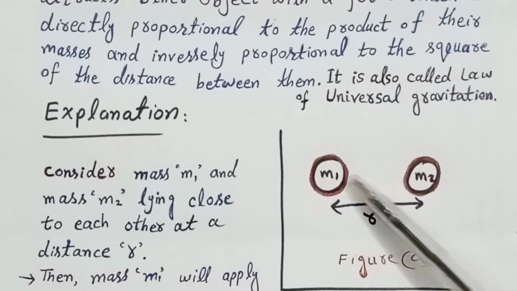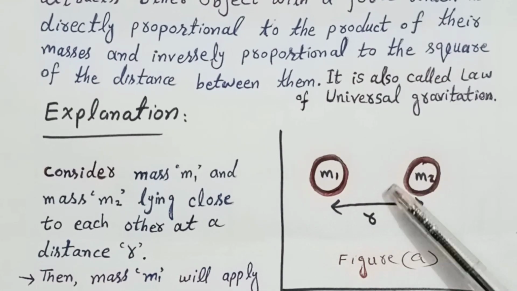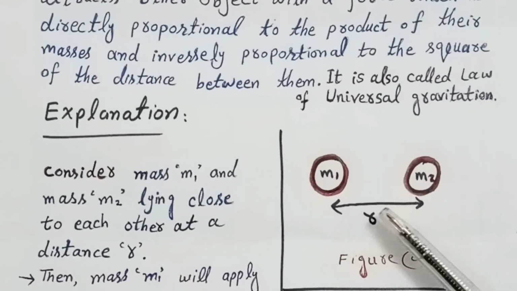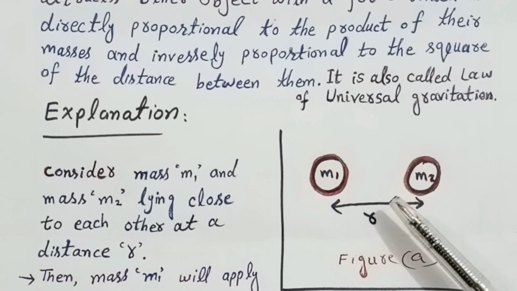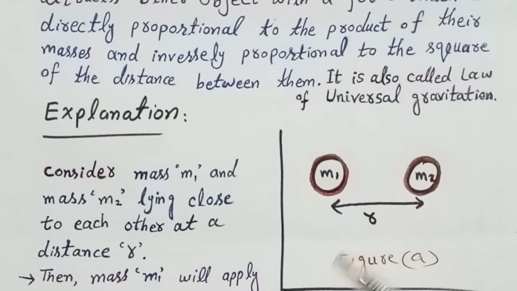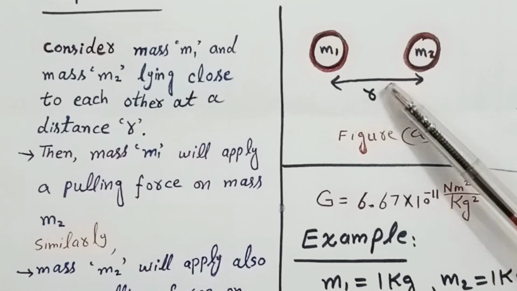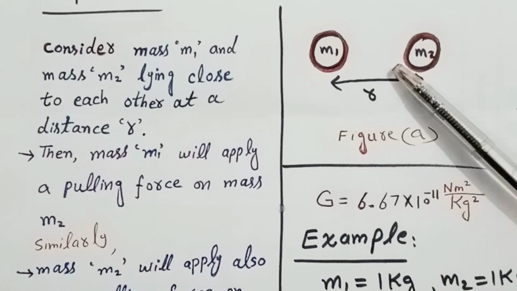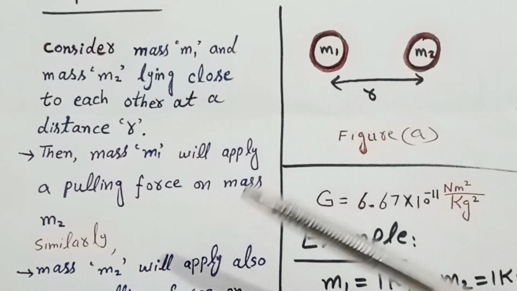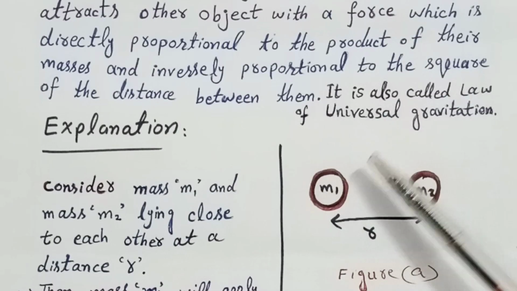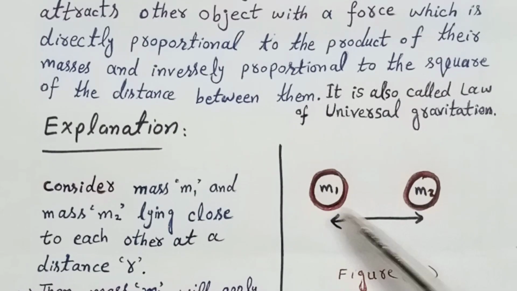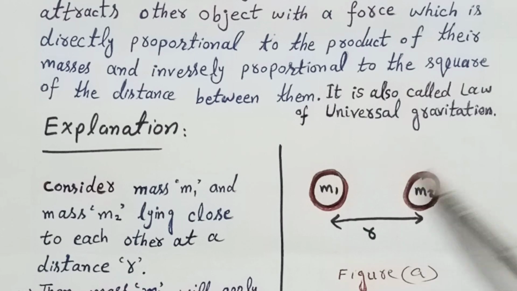Now, if they are applying a pulling force on each other, the question arises: how much force? And that force depends on what parameters? Yes, if this question arises in your mind, it means you are understanding the concept. This force depends on two parameters: first is the product of their masses and other is distance.